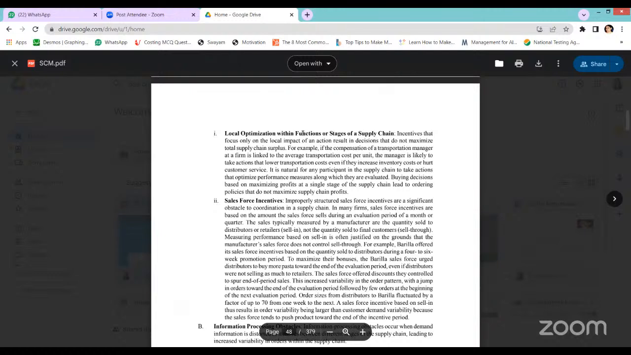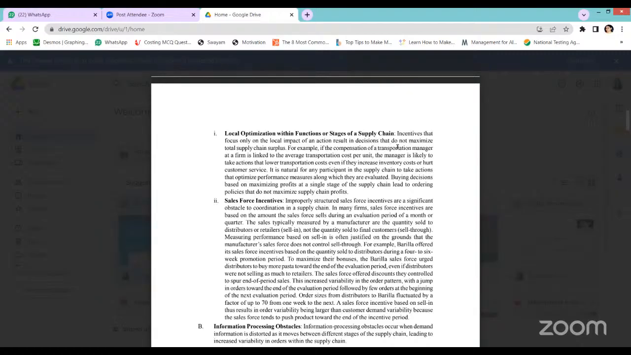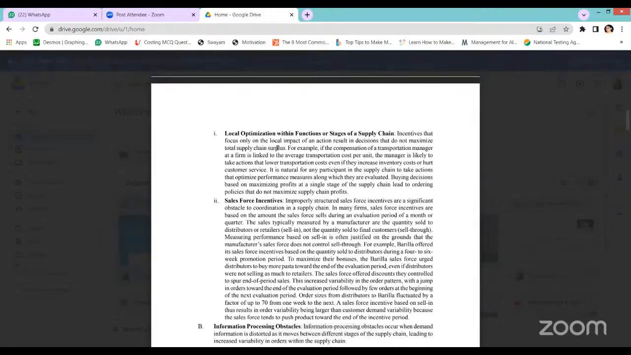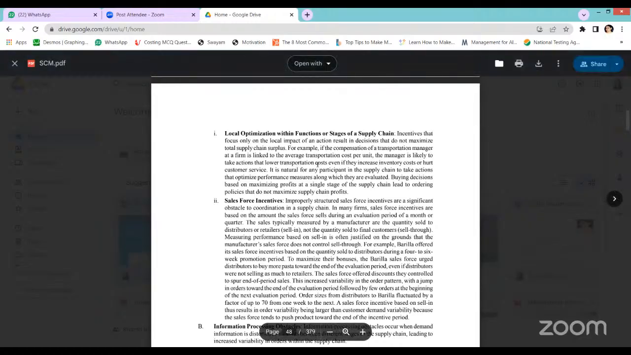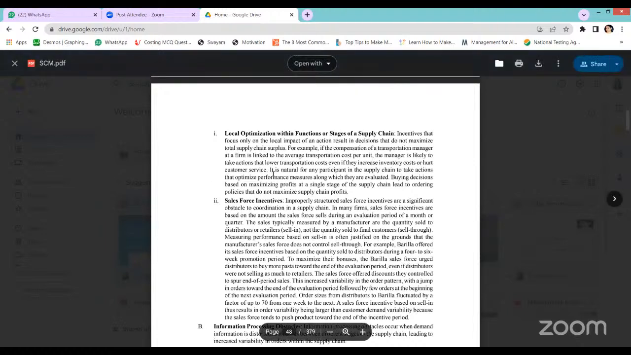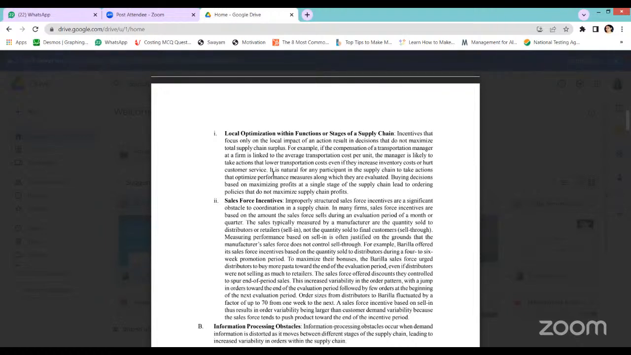The next is local optimization within functions or stages of the supply chain. The local impact of an action results in decisions that do not maximize total supply chain profits. For example, the compensation of a transportation manager at a firm is linked to the average transportation cost per unit. So the manager is likely to take actions that lower transportation cost, even if they increase inventory cost or hurt customer service. So local optimization within functions or stages of the supply chain is also important.